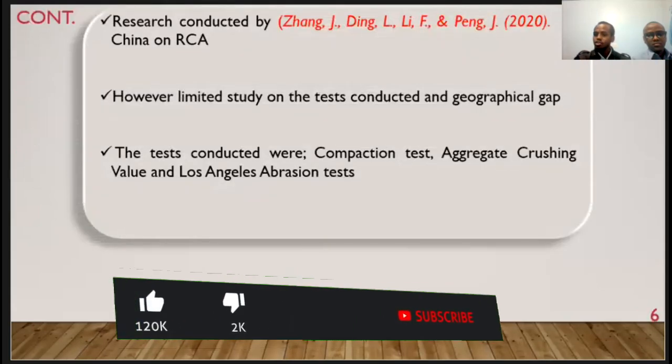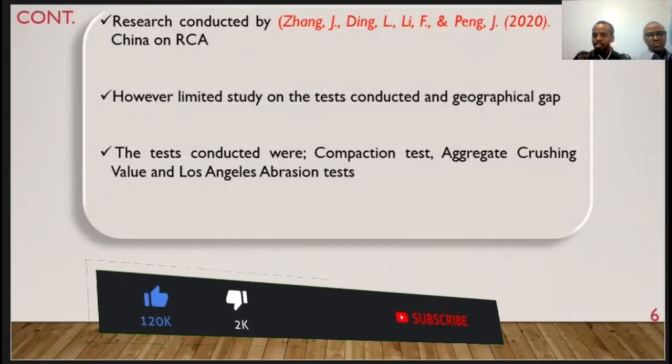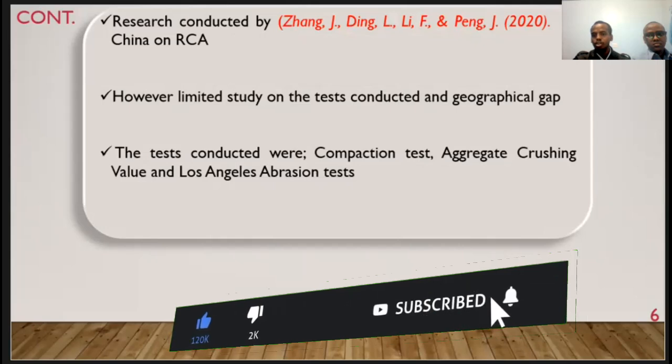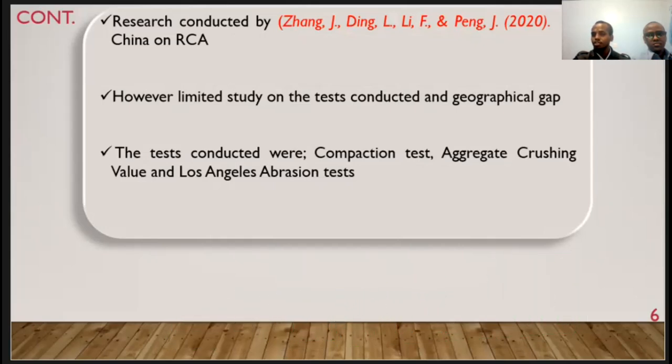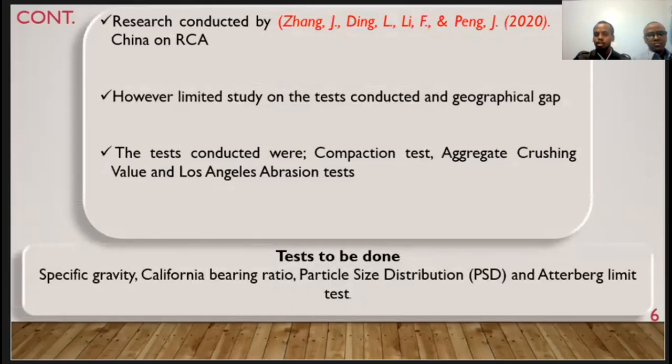The use of recycled concrete aggregate as a road construction material has been widely researched. However, there's limited study on the tests conducted and a geographical gap. There's research conducted by Zhang, Ding, and Peng in 2020 in China on recycled concrete aggregate. The tests conducted by Zhang were the compaction test, the aggregate crushing value, and the Los Angeles abrasion test.